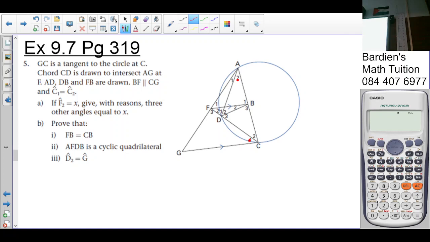AD, BD, FB are drawn. Then we are told that BF is parallel to CG. BF is parallel to CG. Then what can be concluded from here? F2 is equal to C1. Why am I particularly interested in that? Is because that is already marked.